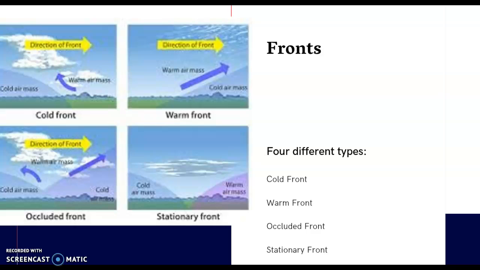Next is weather fronts. A front is a boundary separating two masses of air with different densities. The 4 different types of fronts are cold front, warm front, occluded front, and stationary front.